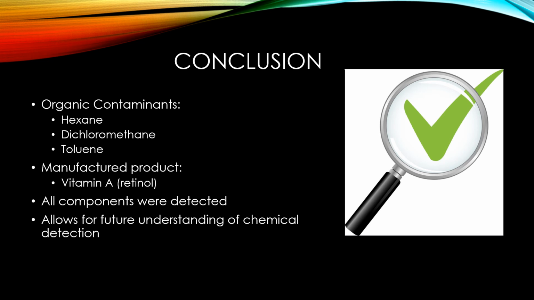So in conclusion, the organic contaminants that were found were hexane, dichloromethane, and toluene. And the manufactured product that was found was vitamin A, retinol. Now the analysis from this conclusion was that all components were detected. No other components were found in the sample. So that means that what was found in the soil could not have caused the illnesses for those people. So other tests would be run in other environments, such as contacting the people, trying to figure that out.